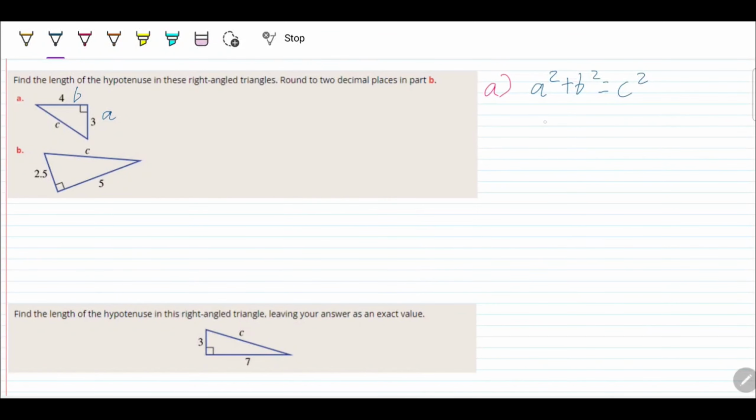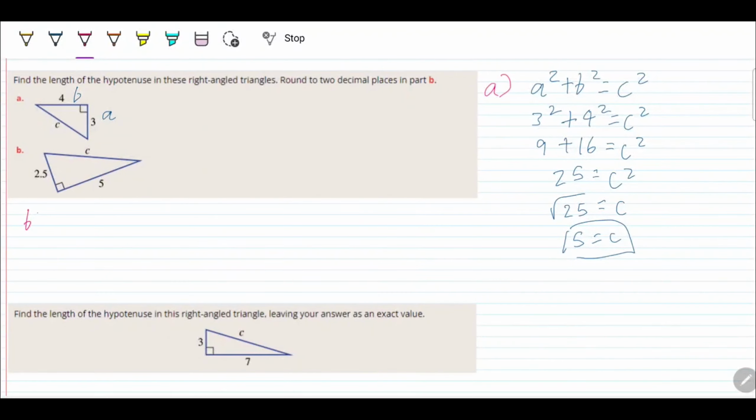So we've got a, which is 3 squared, b is 4 squared, and c squared we'll just leave as it is. 3 squared gives me 9, 4 squared gives me 16, equals c squared. 9 and 16 gives me 25, equals c squared. And we can just find the square root of 25, which gives me c. So c equals 5.